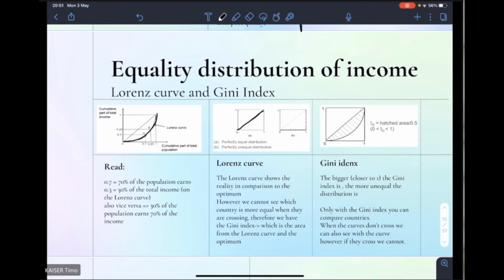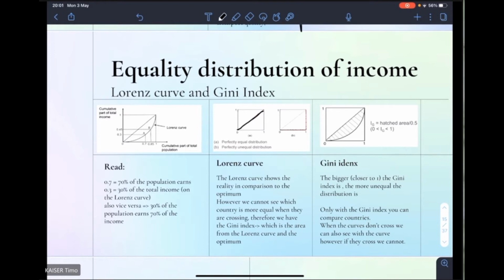And actually the further away this curve is from the diagonal, the more unequal it is. And the more similar it is to the diagonal curve, the more equal the distribution of income is.